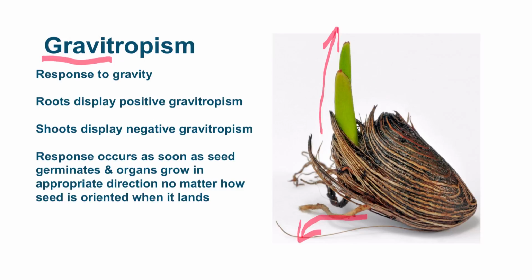And the response with gravitropism occurs as soon as a seed germinates and the organs start to grow in the appropriate direction, no matter how the seed is oriented when it lands. So this is really helpful for plants to start to grow in the right direction, no matter where they end up or how they're oriented when they end up there.